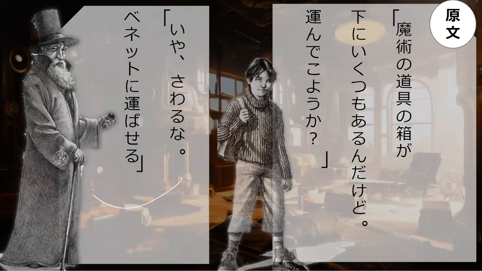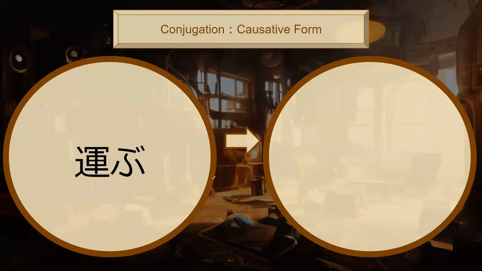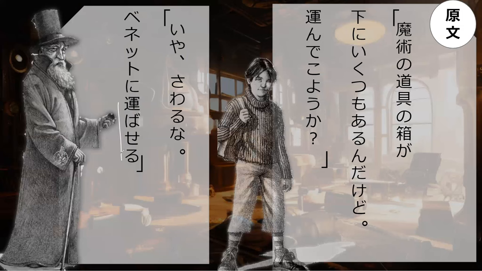And what does Nebiri respond with? Iya, sawaru na. No, don't touch them. Banette ni hakobaseru. Let Banette do it. Perfect. Let it be Banette. What he said, specifically, is let Banette carry. Banette will be forced to carry could be another way you could translate that, because it's future will and to cause the force. To cause.